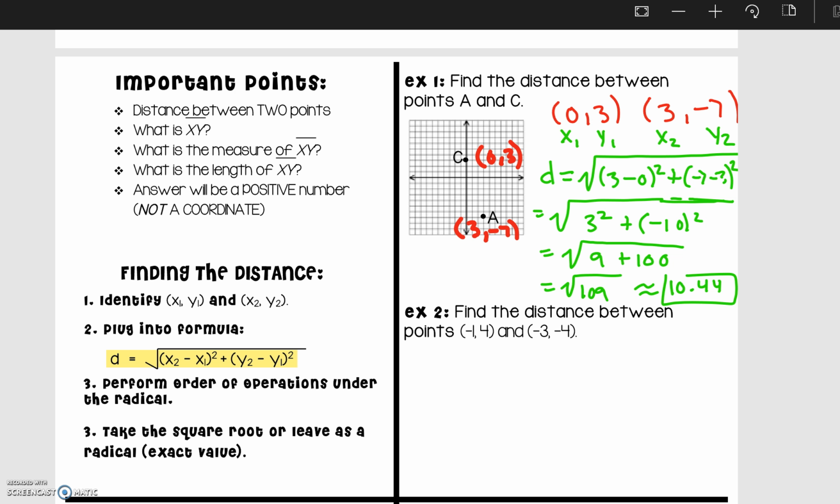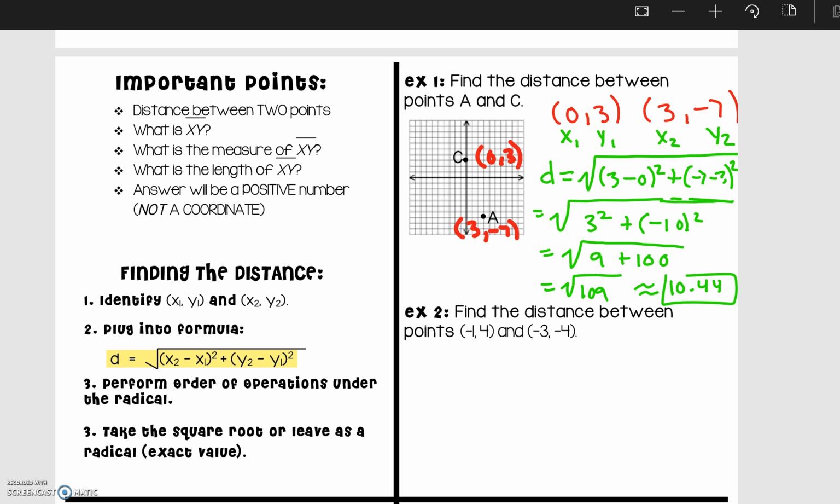So again, you could have used the Pythagorean theorem on this one, how we did it in our notes yesterday, since it's already graphed, but if not, this is how you do the distance formula. So we're going to do one more example. It says find the distance between points (-1, 4) and (-3, -4).